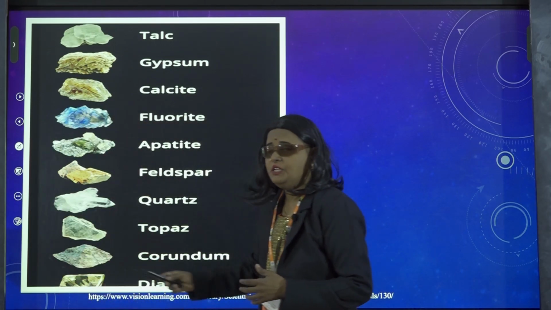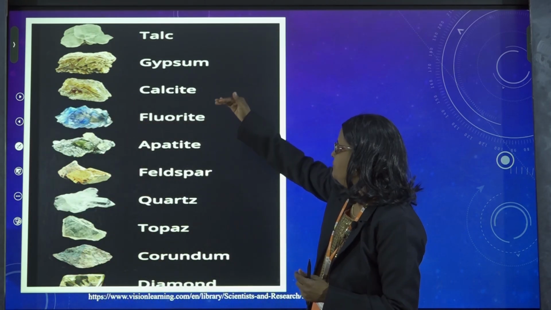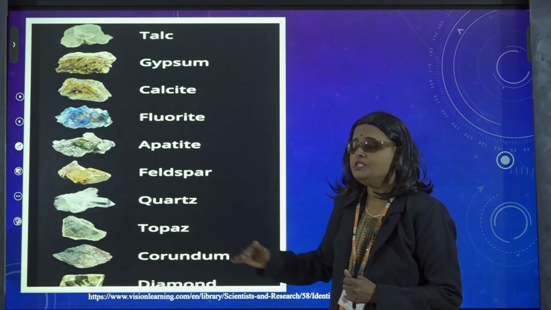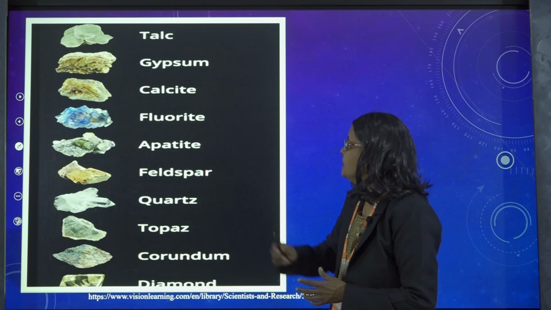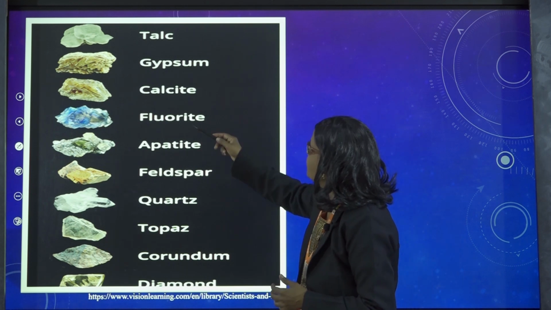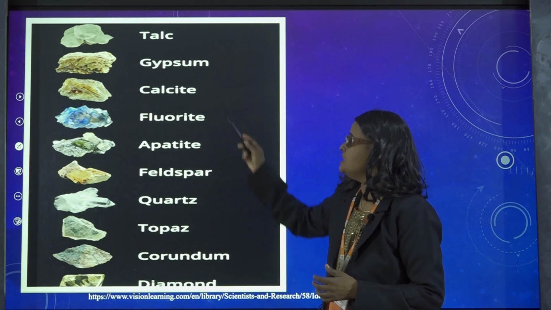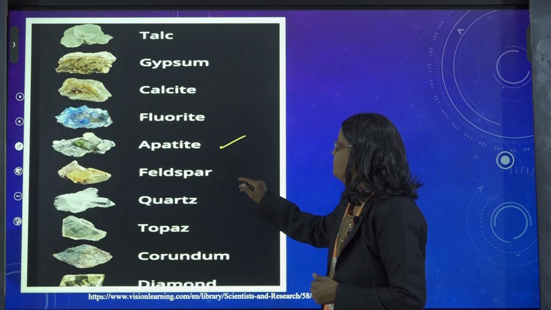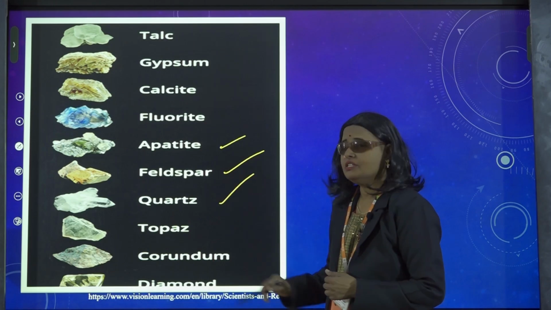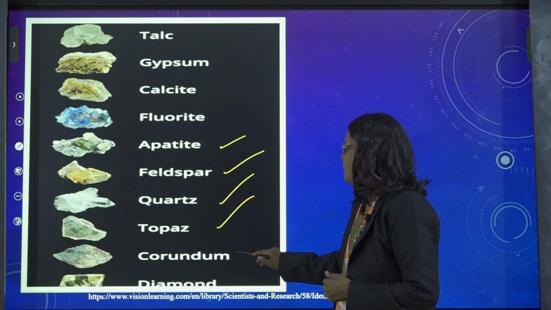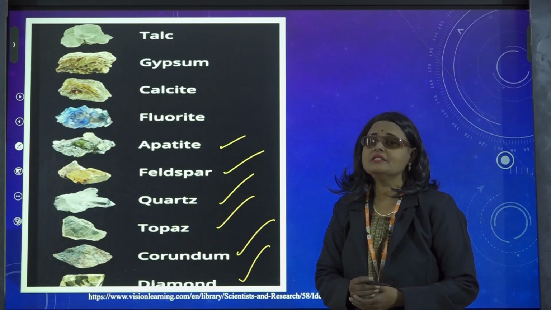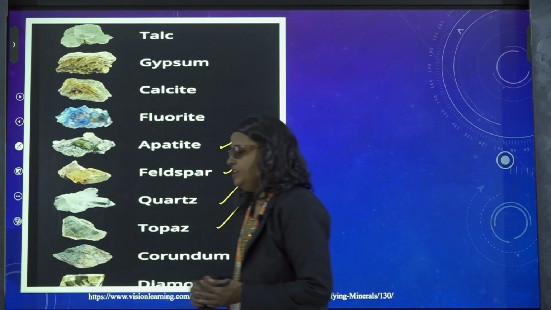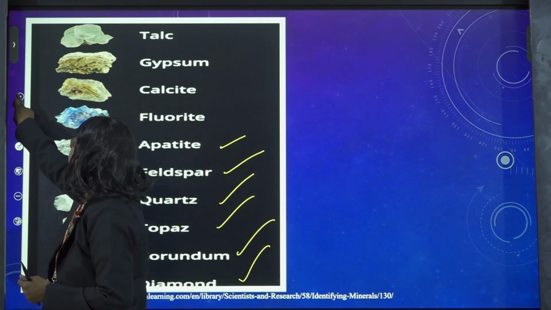You can see this picture, students. These are all the different types of minerals. These are some of the examples given in this slide. Let me tell you: talc, gypsum, calcite, fluorite, apatite, feldspar, quartz, topaz, corundum and diamond. Okay. So, these are some of the minerals. I have given some examples.